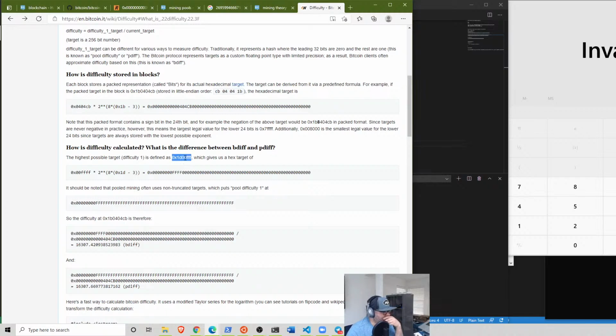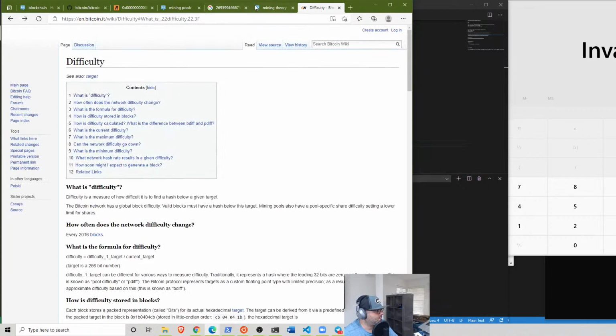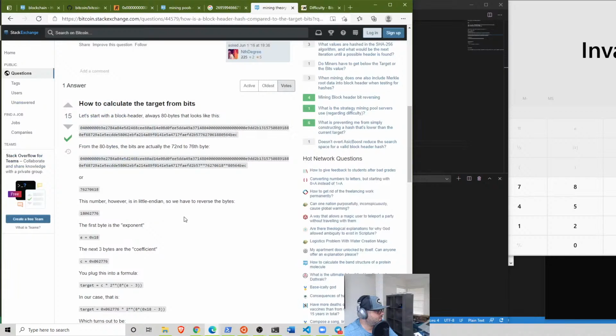Is this a special format of, no, 1D minus 38, 1B. Wow. So this difficulty is E, C. The next 3 bytes are coefficient. You plug this into the formula. Target equals. Oh my God.